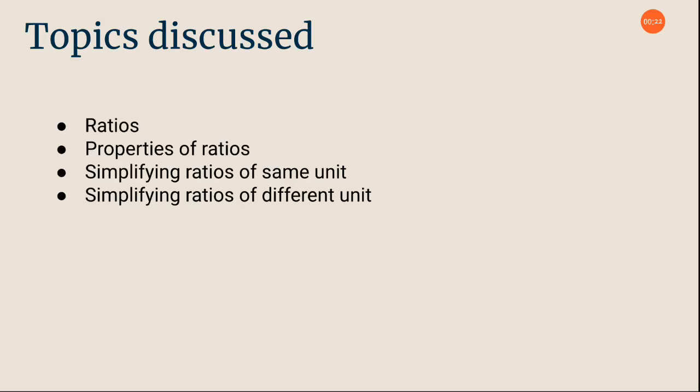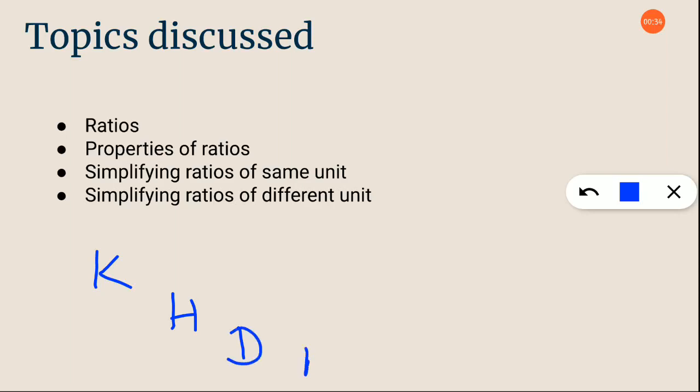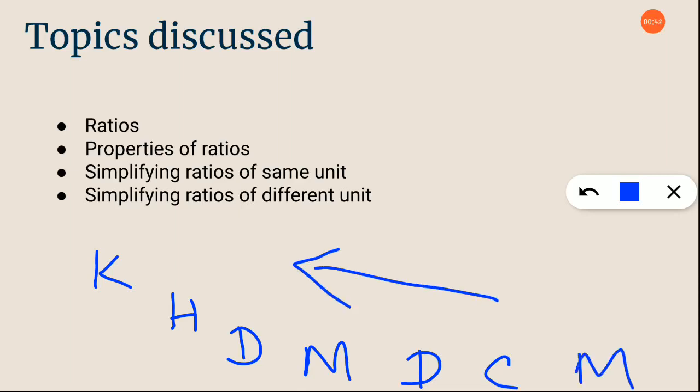And when you're solving ratios of different units, we had a conversion table, right? Kilometer, hectometer, decameter, and then meter, decimeter, centimeter, and millimeter. I told you when you are climbing up the stairs, we should divide, and when you are going down the stairs, we should multiply with the number of zeros. Each step will have 1 0 added.